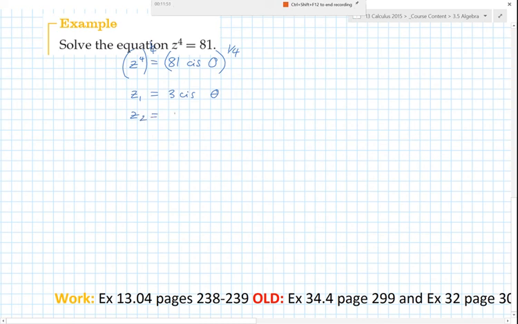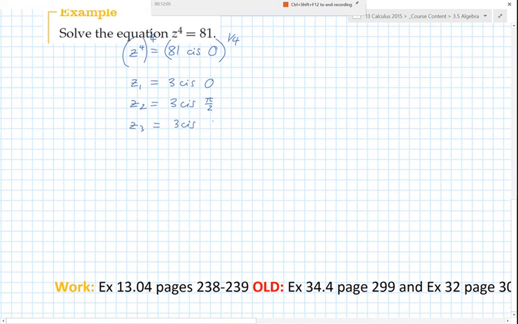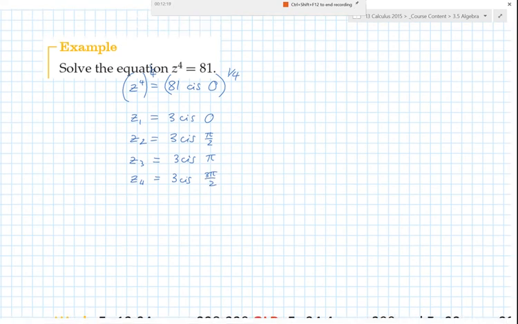So next one will be 3 cis pi over 2 if we're doing it in radians, and next one will be 3 cis pi, or 180 degrees, and our last one will be 3 cis 3 pi over 2, and that is our 4 solutions of that problem.